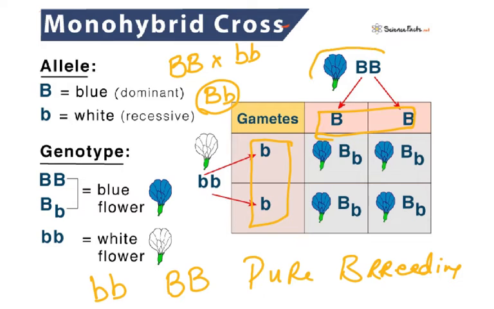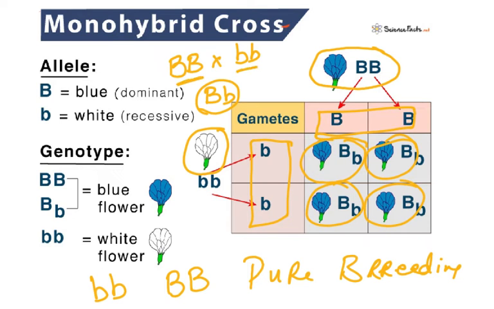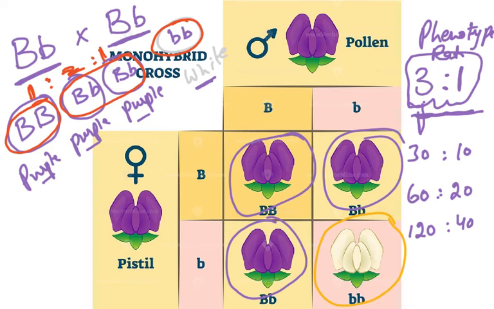So we've crossed a blue flower with a white flower. Now all the offspring are blue. So when you cross a homozygous dominant with a homozygous recessive, this is heterozygous. Now this is called the F1 generation. But when you cross the two heterozygous, which is the F1 generation, then what you get here is the F2 generation. So the 3:1 is in the F2 generation.